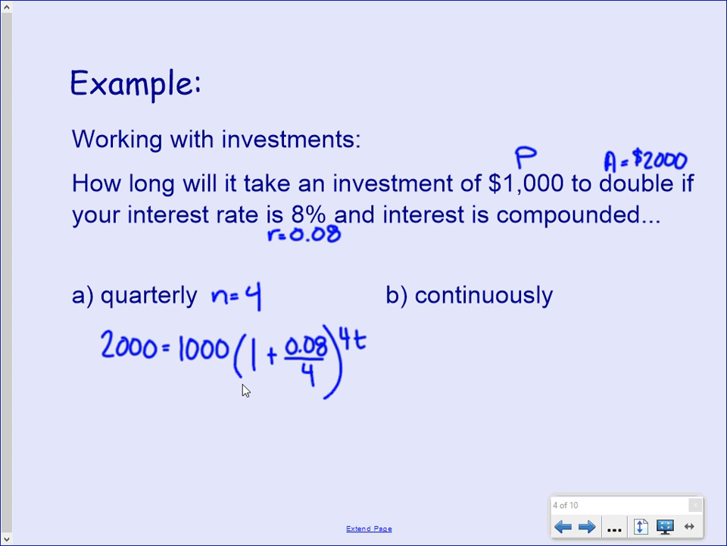So, that's dividing by 1,000. So then you got 2 equals 1. And then that 0.08 divided by 4 was a terminating decimal. So 0.02, so I knew that it would have not affected my answer if I did that now. So then I got 2 equals 1.02 for the 4t power.